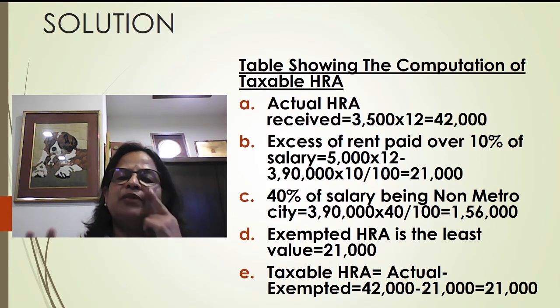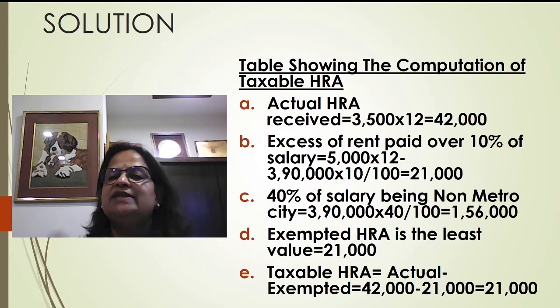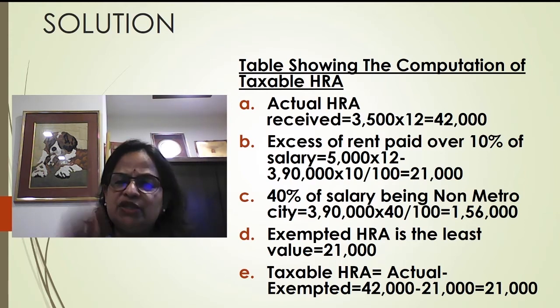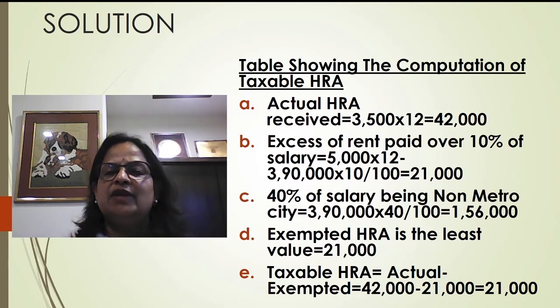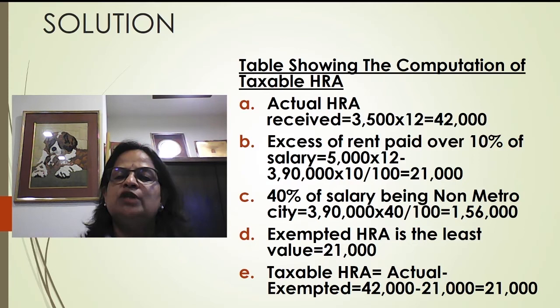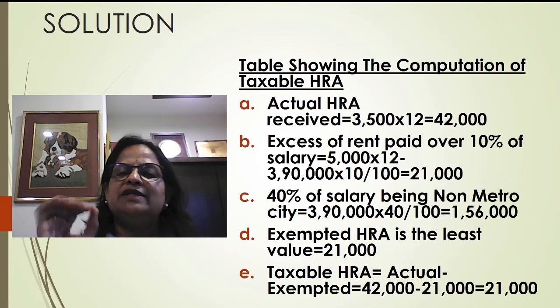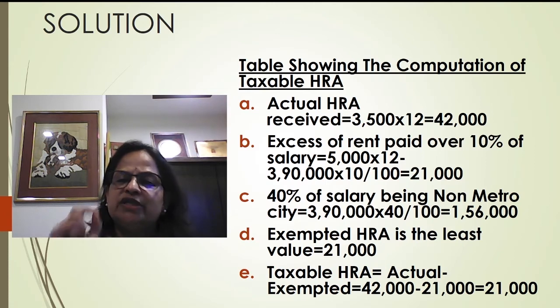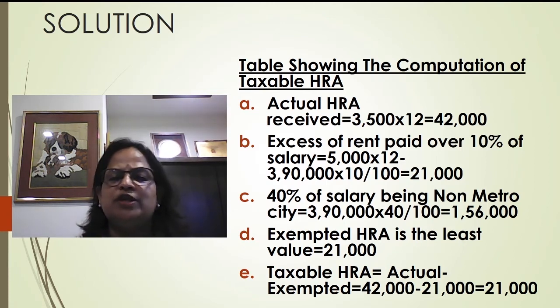Now we are going to do the computation of actual HRA, because actual HRA received is 3,500. It's given in the question. 3,500 into 12 is 42,000. Now, excess of rent paid over 10% of salary. This point I told you when I explained theory. I told you I am going to explain this with the problem. See here in this question, 3,500 he is getting as HRA. 5,000 is the rent he is paying. So 5,000 into 12, 60,000, minus 10% of salary. Salary for HRA computation, in the previous slide we have calculated, 3,90,000. So 60,000 minus 39,000, you are getting 21,000.